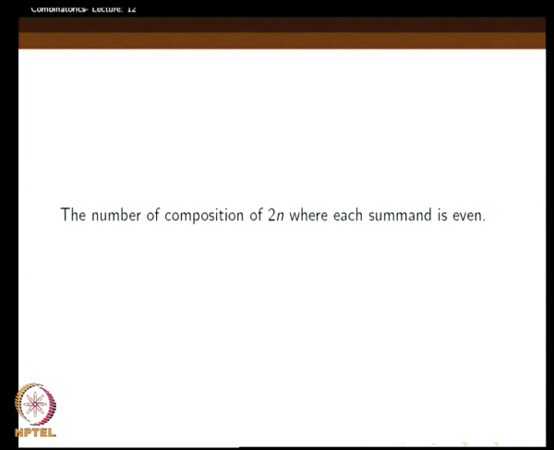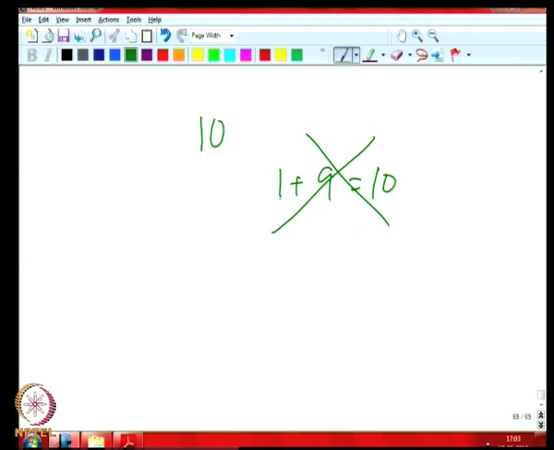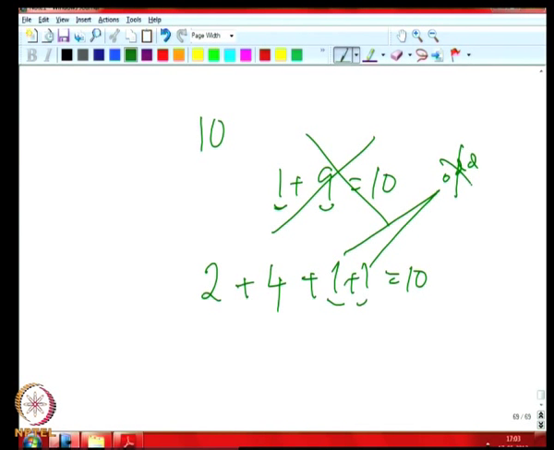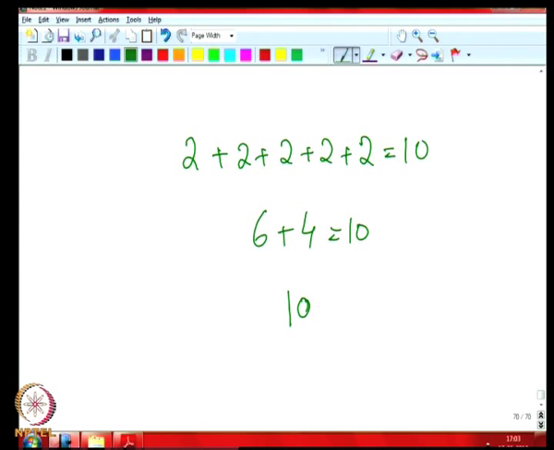The number of compositions of 2n where each summand is even. So maybe we can take some examples, suppose say 10. Now we are not allowing 1 plus 9 equal to 10, because here we have 1 and 9, which are odd. We are not even allowing 2 plus 4 plus 1 plus 1 equal to 10, because these are odd numbers, we are not allowing. We want all of the summands to be even. So 2 plus 2 plus 2 plus 2 plus 2 is equal to 10, 6 plus 4 equal to 10, 10 equal to 10, that is okay.